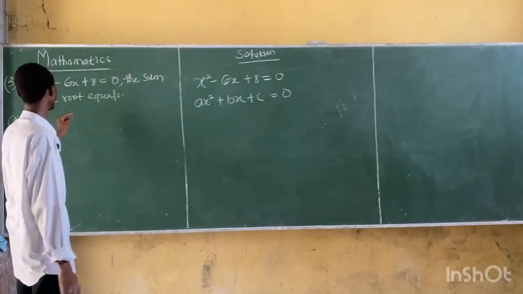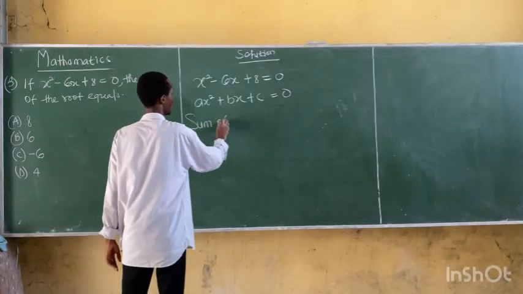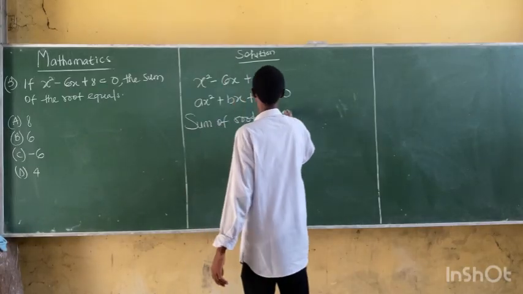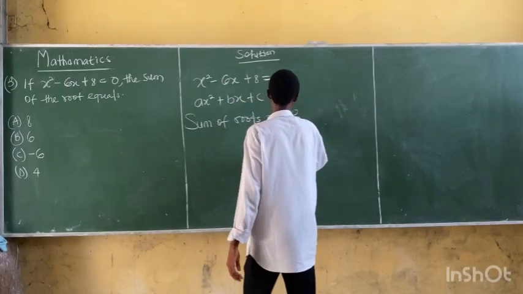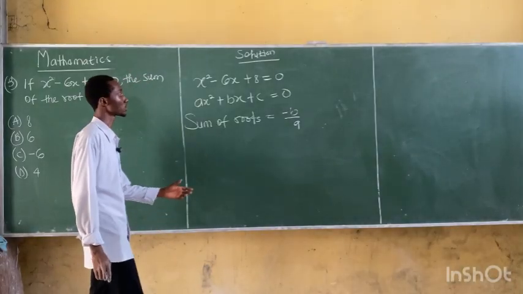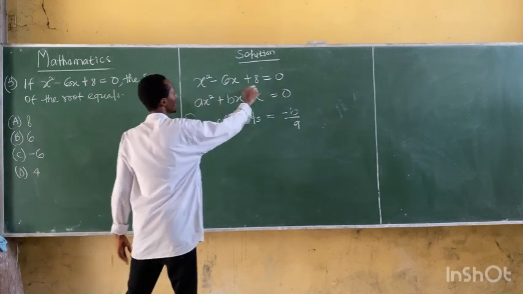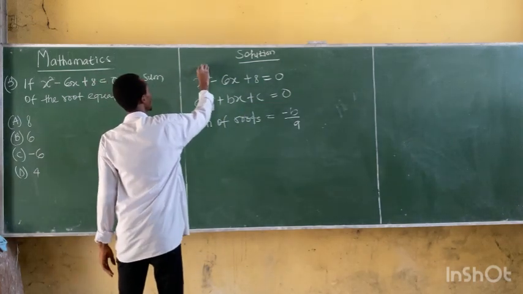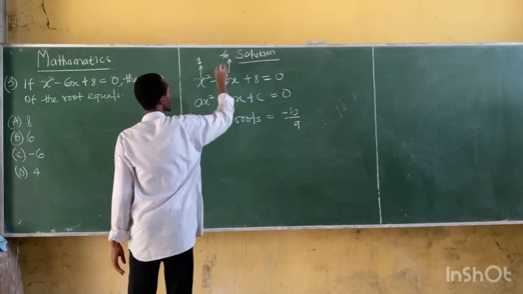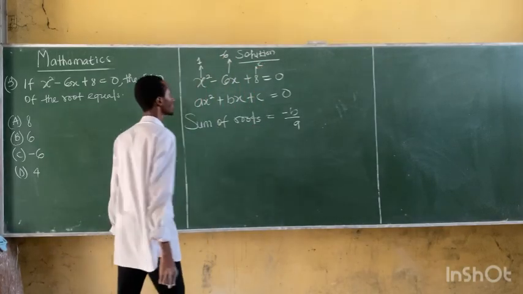Now, sum of roots is equal to minus b over a. That's the formula for sum of roots. Sum of roots of a quadratic equation is equal to minus b over a. From this equation here, our a is 1, our b here is minus 6, and this is our constant c.